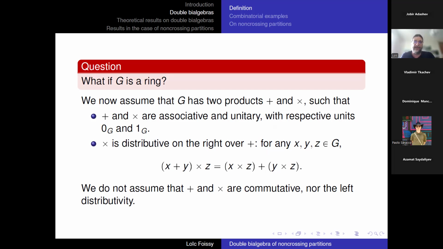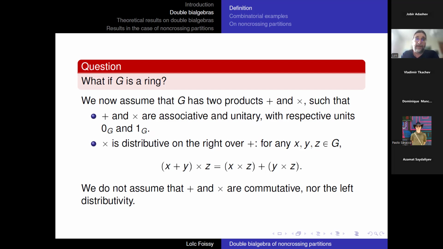It's not really surprising. I do not assume that the multiplication is distributive on the addition. I assume only it is distributive on the right. In fact, this is what I will have for non-crossing partitions. It's only distributive on the right, not on the left. And I do not assume that the addition and the multiplication are commutative.